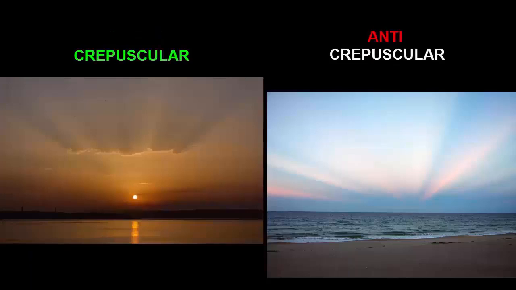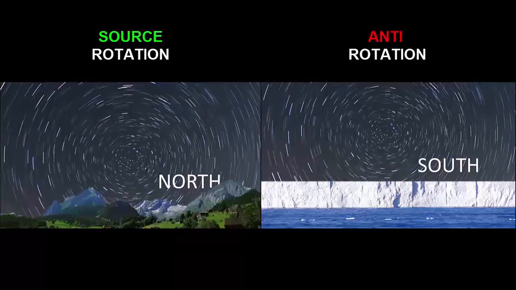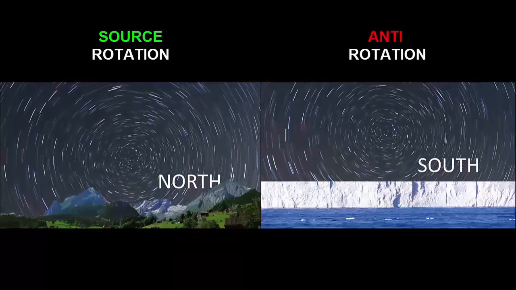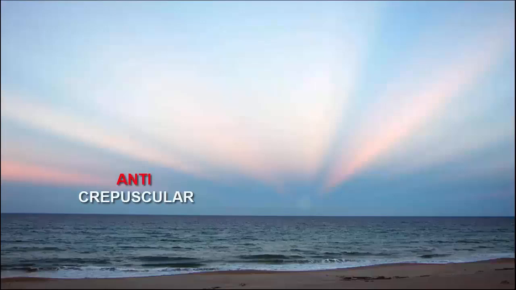Okay, and they converge on the opposite horizon to a point much like when they come from the sun. They come and they diverge out and then they converge on the opposite horizon. Well, the southern celestial rotation is nothing but an anti-rotation of the northern celestial rotation. In the same way that the anti-crepuscular rays appear as though they're coming from a sun on the other horizon.